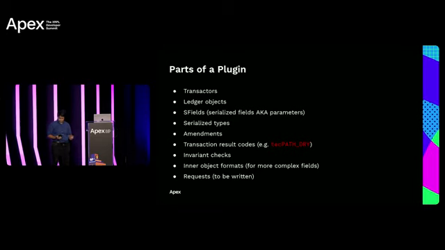Some examples of SFields are Amount or Destination, all of the parameters that you see in your transactions. Those are all SFields. Serialized types are the different data types used by Rippled, such as a 32-bit integer or an account ID. It's pretty rare that you'll ever need to add a plugin serialized type, but it is possible if you have that need.